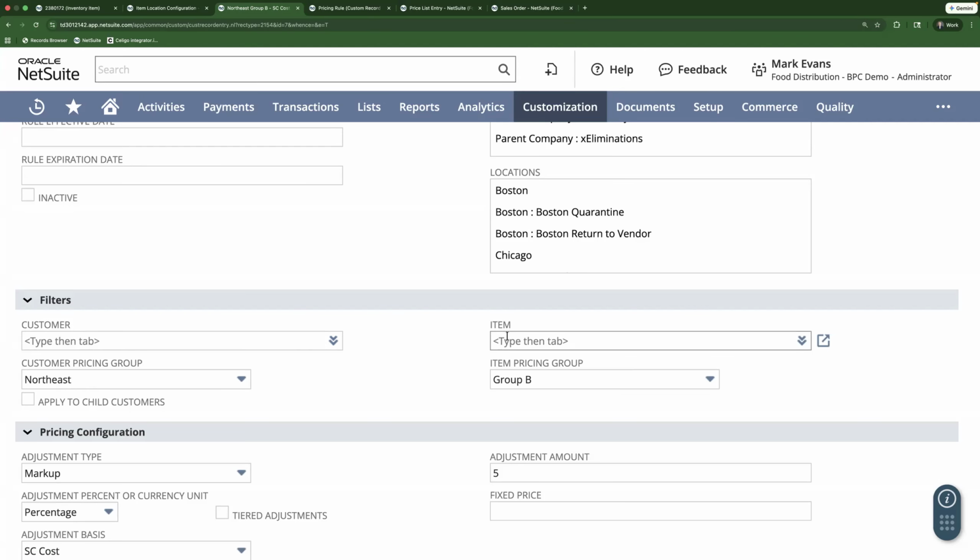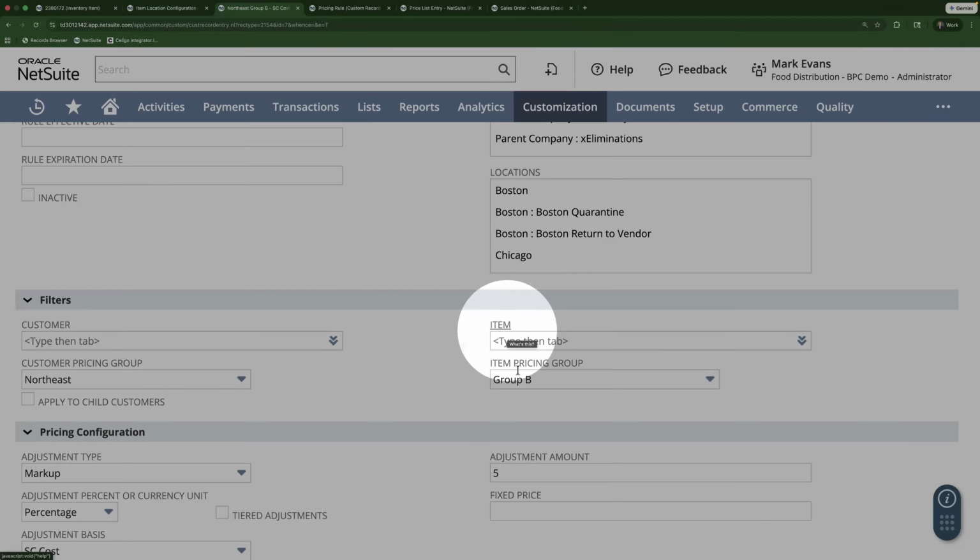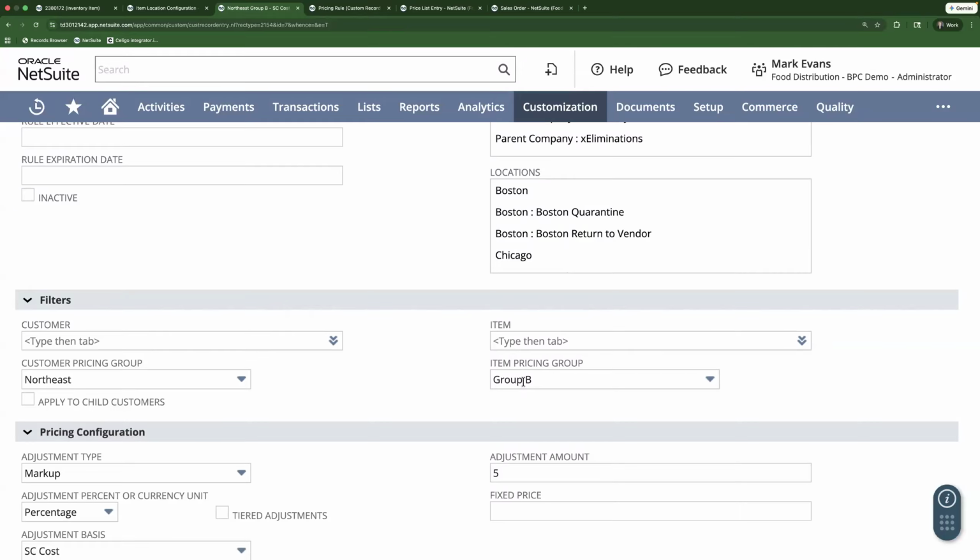Same on the item side. In this example, I have a specific item or an item pricing group, but in reality, I can add up to 5 fields that exist on the item record. So it is then that combination of the up to 5 customer filters and up to 5 item filters that allow us a great deal of capability in terms of building complicated pricing structures.